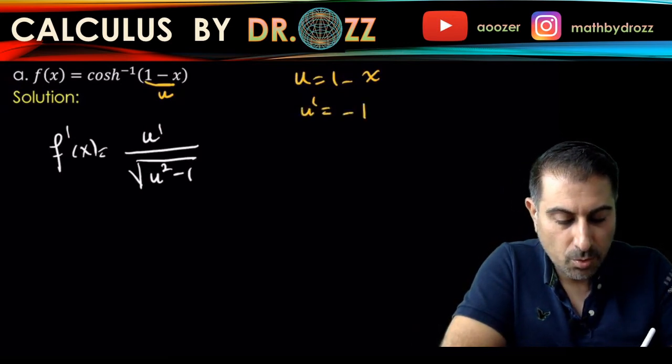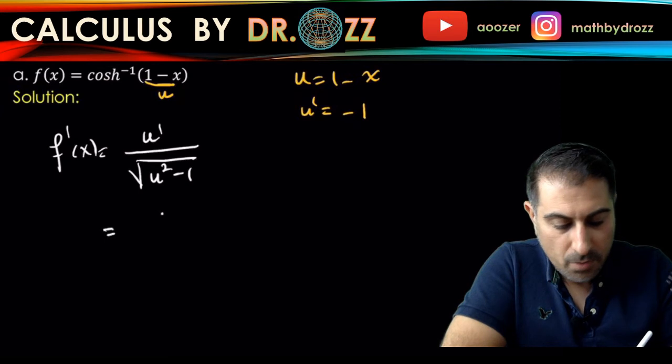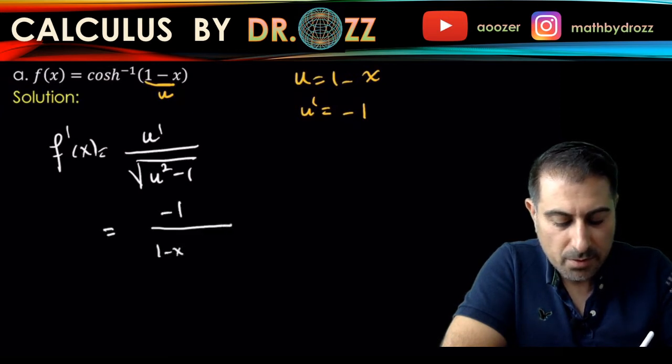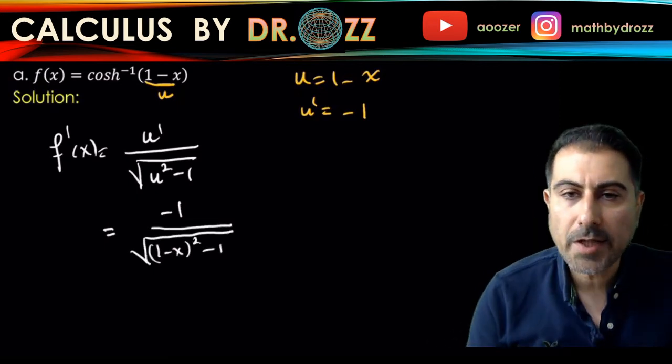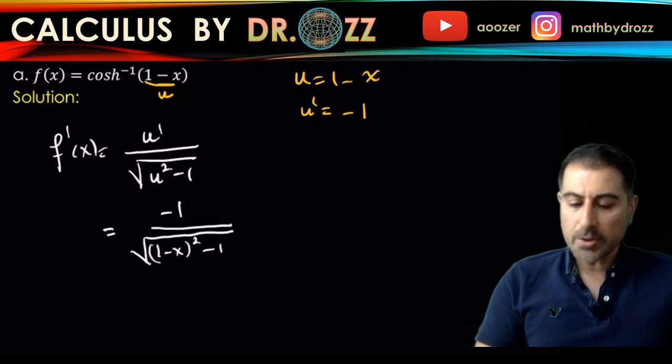Minus 1 over the square root of, 1 minus x squared minus 1, and this is the radical, right? So I think that takes care of part A.